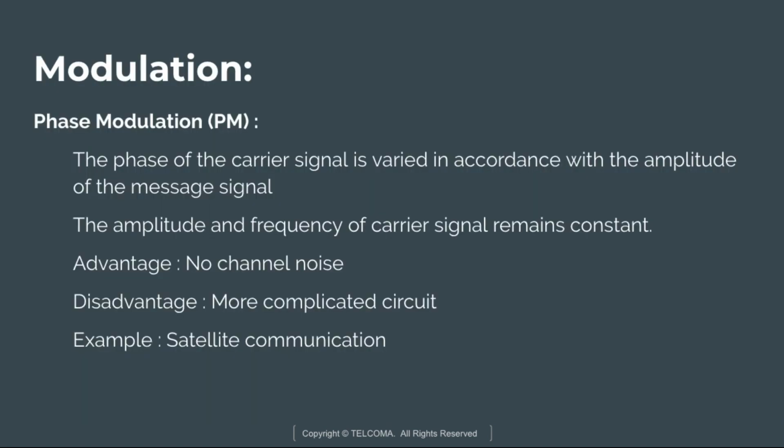The next one is phase modulation. Here the phase of the carrier signal is varied in accordance with the amplitude of the message signal. So the amplitude and the frequency of the carrier signal remain constant here. The advantage of this process is that there is no channel noise, and the disadvantage is that this is a more complicated circuit than frequency modulation. It is used in satellite communication.